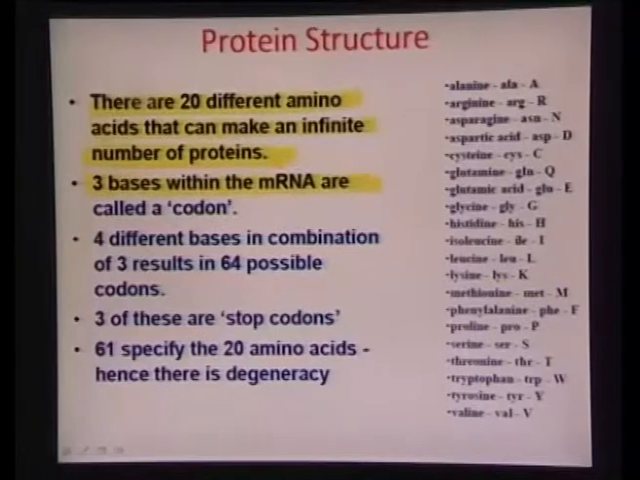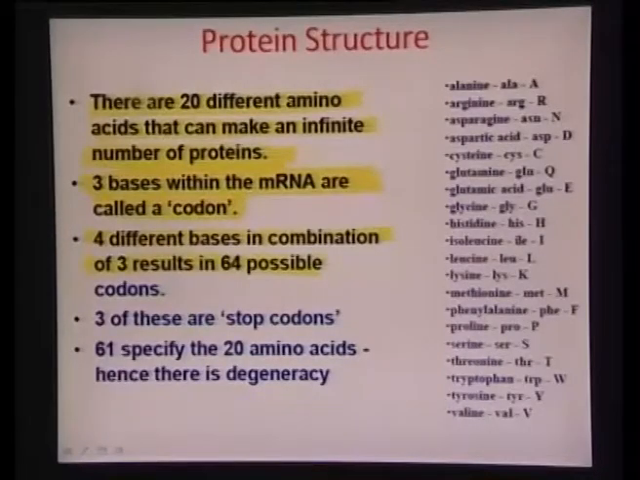So 3 bases within the mRNA which can code an amino acid is essentially called a codon. The word codon actually comes from the word coding. So you are using 3 base pairs successively placed on an mRNA molecule to essentially code a certain amino acid. And then there are 4 different bases in combination of 3.